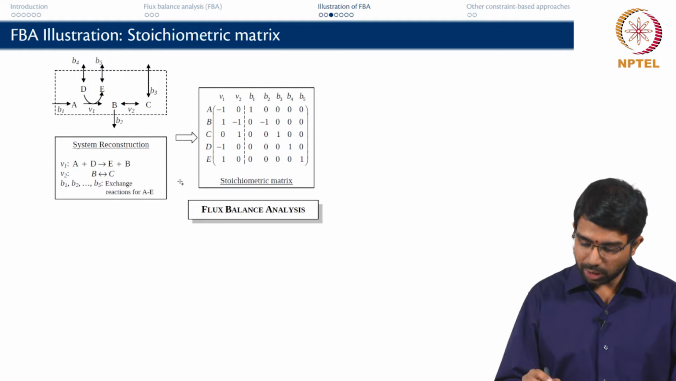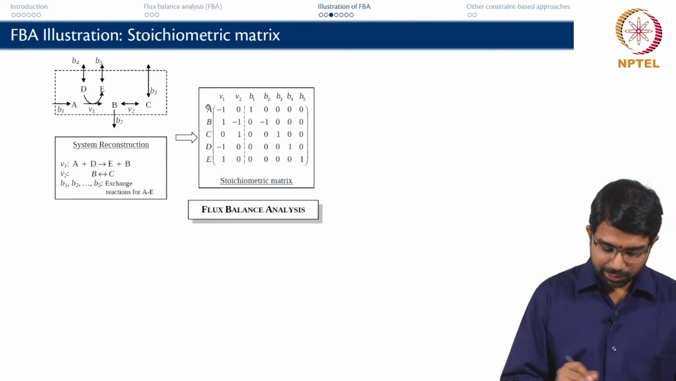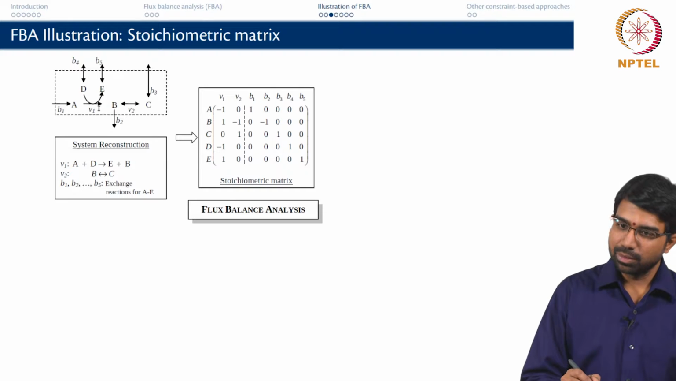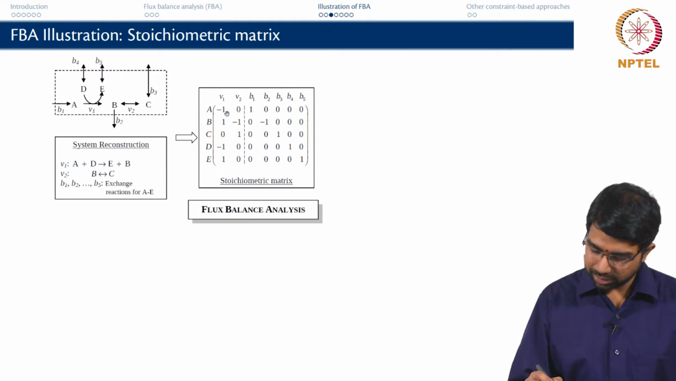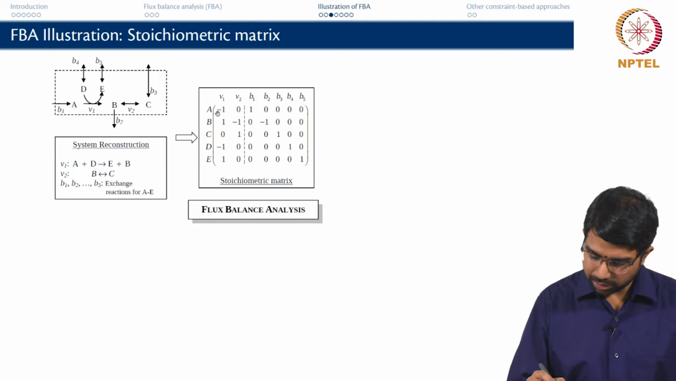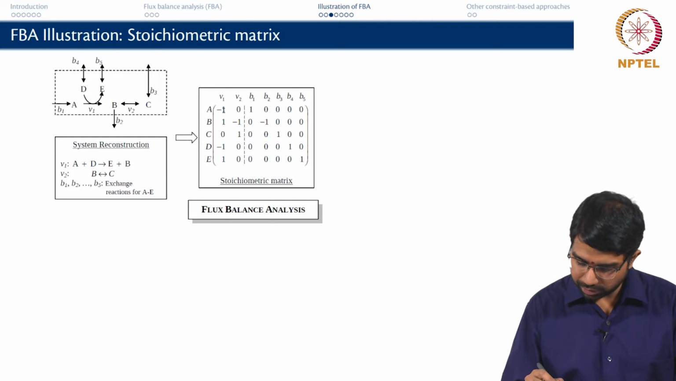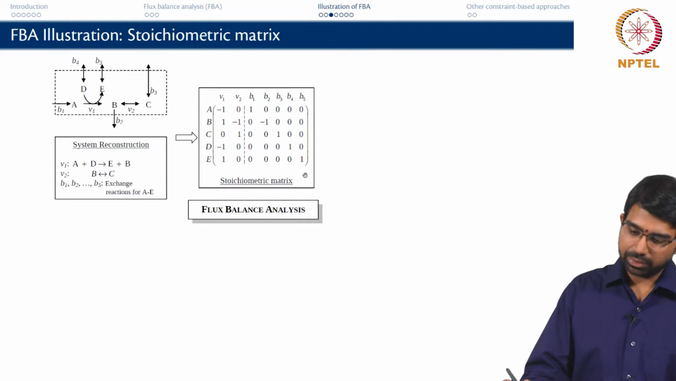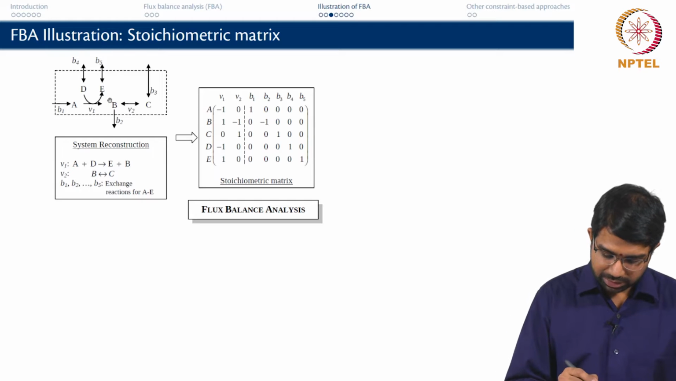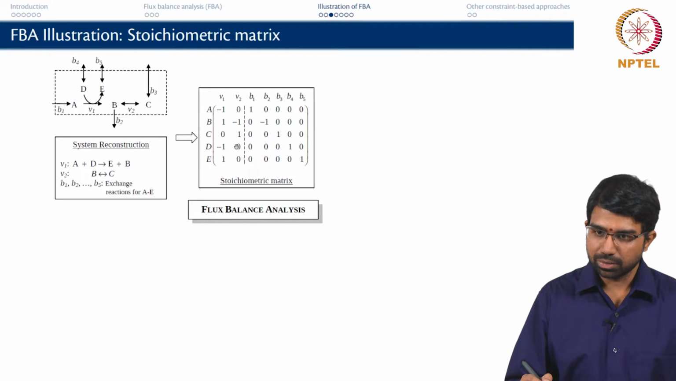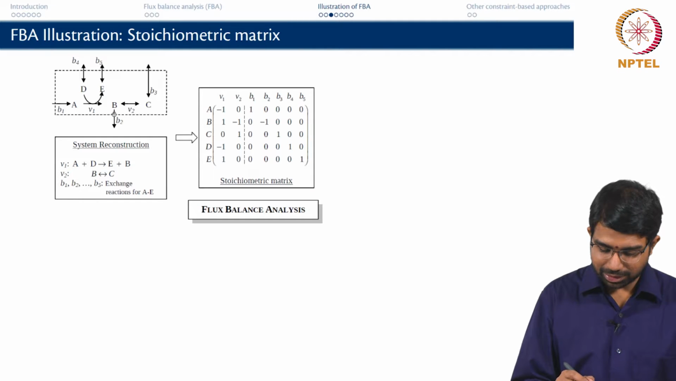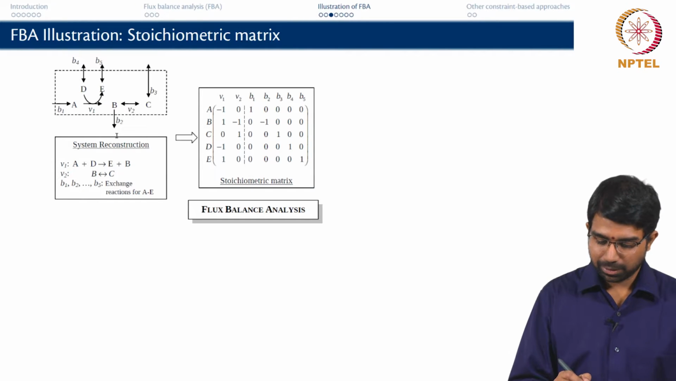Fair enough? So, now you can see the balance nicely. V1 is B1, which really makes sense, right? You will find that minus V1 plus B1 equal to 0, balance for A, and B is involved in 3 reactions. So, V1 minus V2 minus B2 equal to 0, whatever flow comes in is split across these two, right.